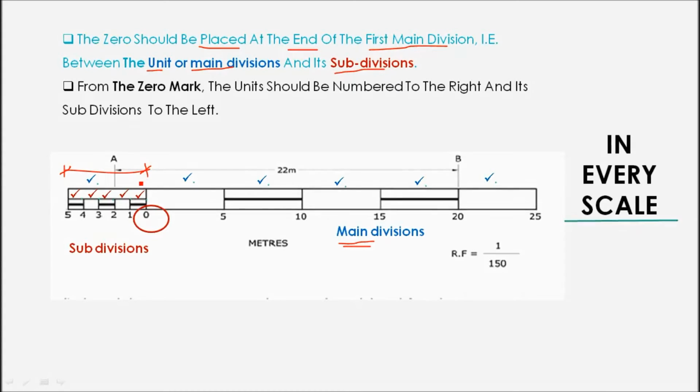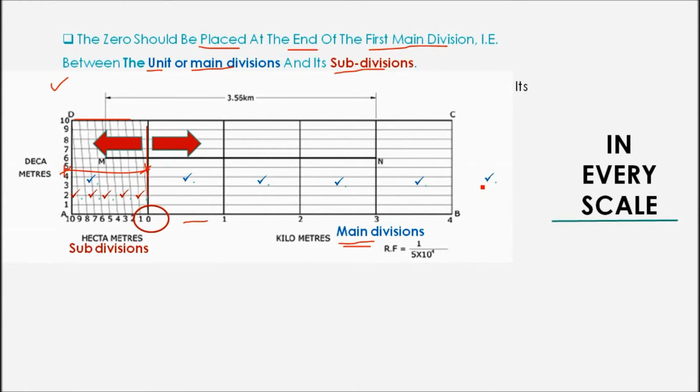Okay, and the next point, here we go. From the 0th mark the units should be numbered to the right and the subdivisions to the left. So here the units are numbered to the right, that is 5, 10, 15, 20, 25, and the subdivisions here to the left, that is 0, 1, 2, 3, 4, 5. These are our subdivisions. This blue color mark indicates our main divisions.